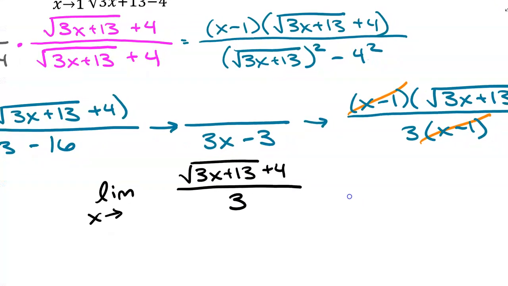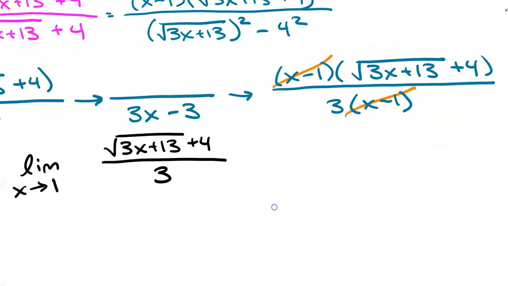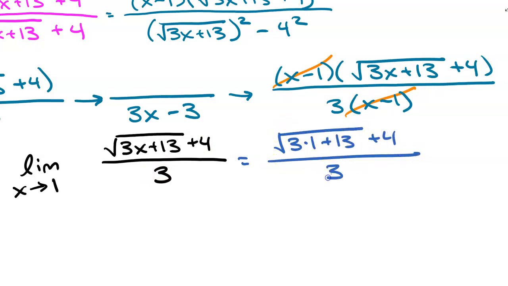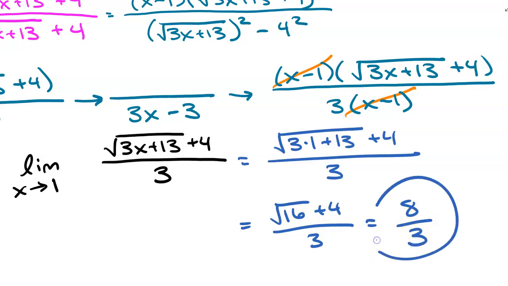So what number am I working with? 1. As x approaches 1. Alright, and since we have a constant in our denominator, there is no number that they could possibly ask us to find the limit with that won't work, so we can do this. Substitution. So 16. So square root of 16 is 4. 4 plus 4 is 8. So our final answer will be 8/3.